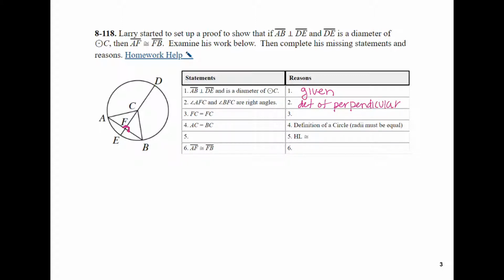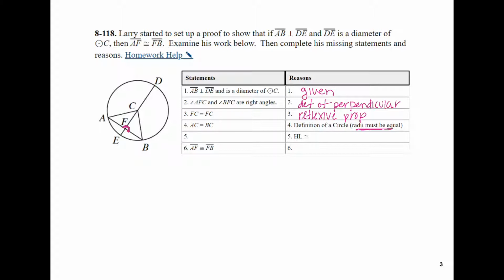FC is congruent to FC would be our reflexive property, because that's a shared side. AC is equal to BC is the definition of a circle, because all radii must be equal. They then have HL congruency.